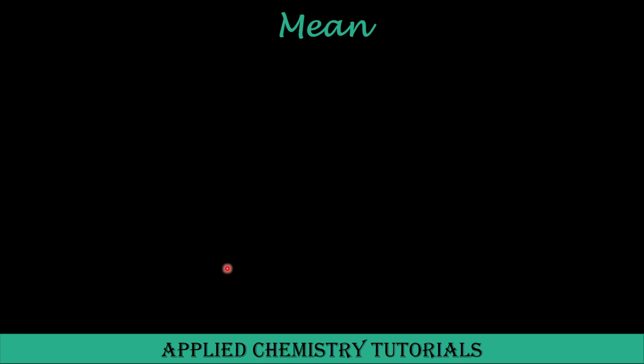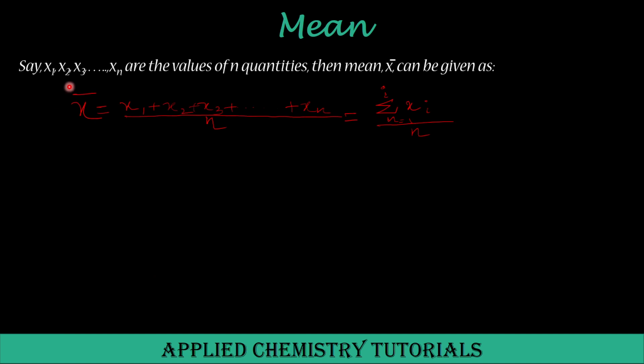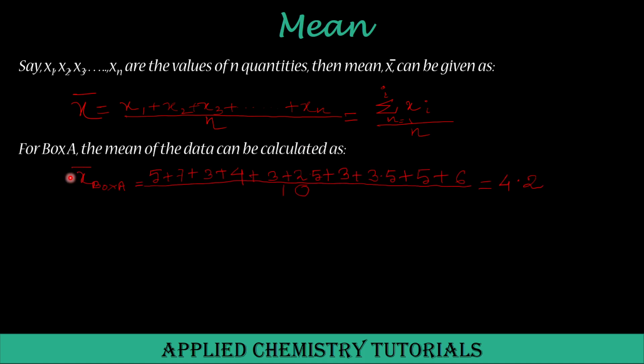Let's start with mean. Say x1, x2, x3 up to xn are the values of n quantities. Then the mean, x bar, can be given as x bar equals x1 plus x2 plus x3 plus dot dot dot up to xn divided by n, or it can be written as the summation of i equals 1 to n of xi divided by n.